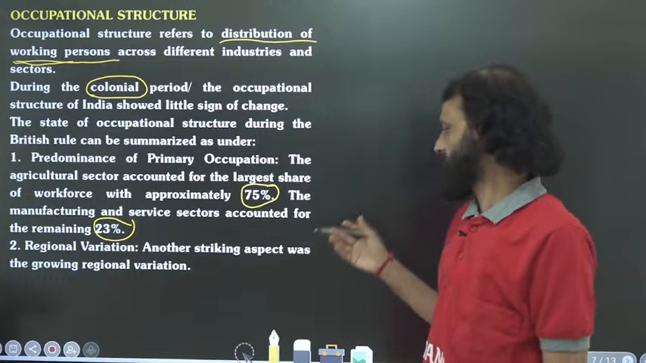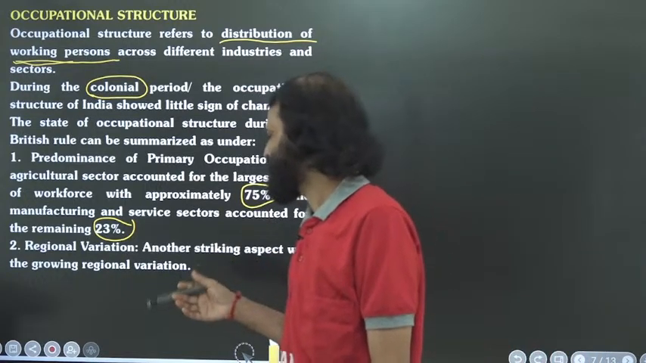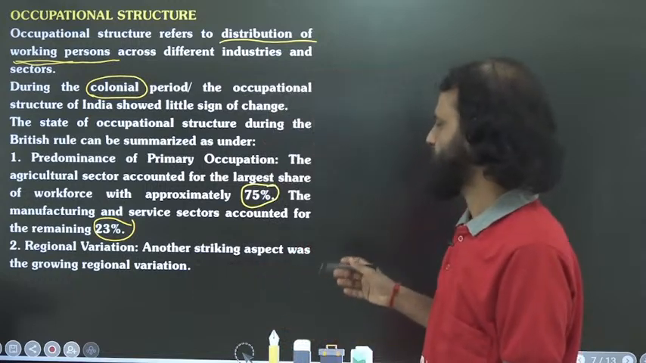Regional variation: another striking aspect was the growing regional variation, which we can check.